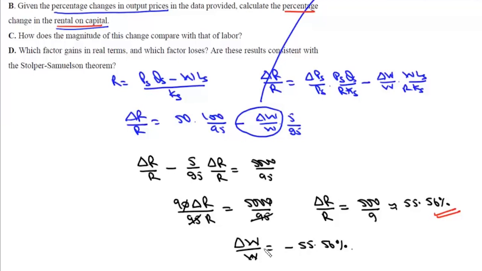Now, how does the magnitude of this change compare with that of labor? The magnitude of the percentage change of labor is the same as the magnitude of the percentage change of rental on capital. So for both of them, the magnitude is 55.56. But in the case of capital, it is positive, whereas in the case of labor, it is negative. So in real terms, capital gains and labor loses. And since in this case shoes are capital intensive, the result is consistent with the Stolper-Samuelson theorem. So this is what we call the Heckscher-Ohlin model of international trade.